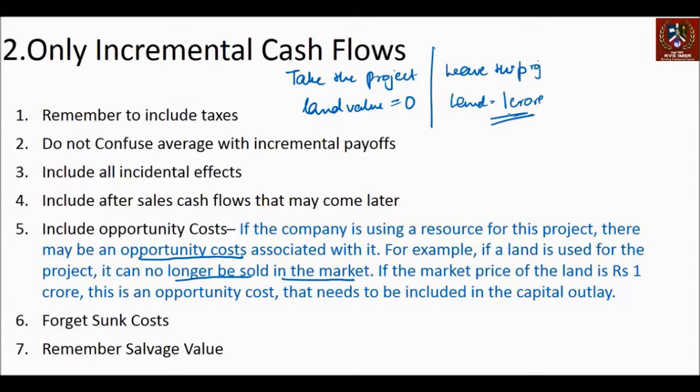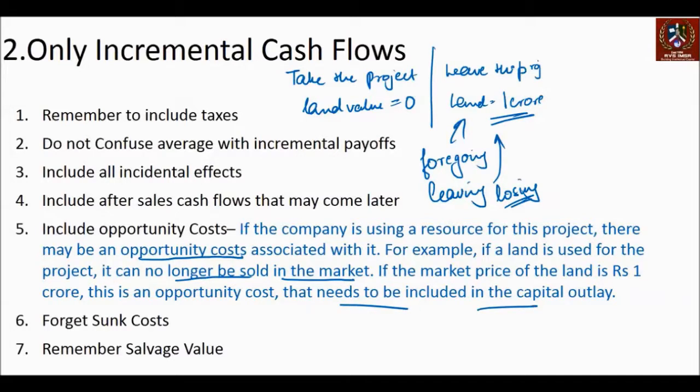This 1 crore is opportunity cost. If you take the project, you are foregoing this 1 crore value. You are leaving out this 1 crore value, or you are losing out the opportunity to get this 1 crore. The moment you use this land for your project, you have lost out the opportunity to sell it, and hence the cost of that, it's like you're acquiring the land for your business purposes. This 1 crore has to be included in the capital expenditure or capital outlay, because you're no longer going to be able to value this land. So that's the opportunity cost that needs to be included.